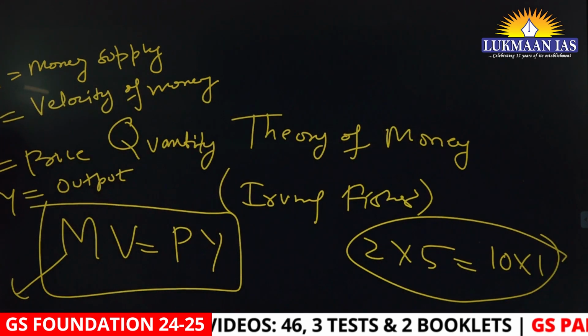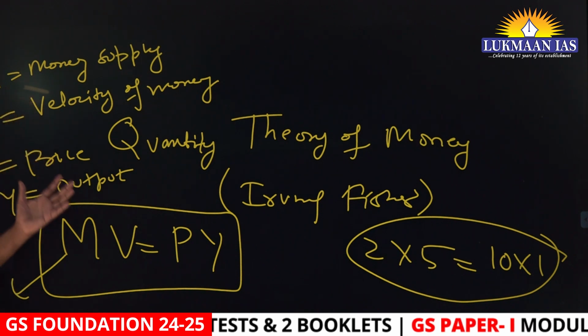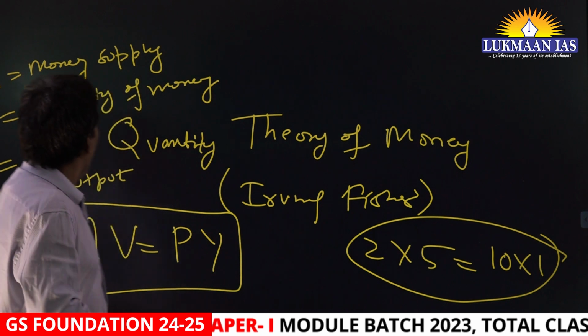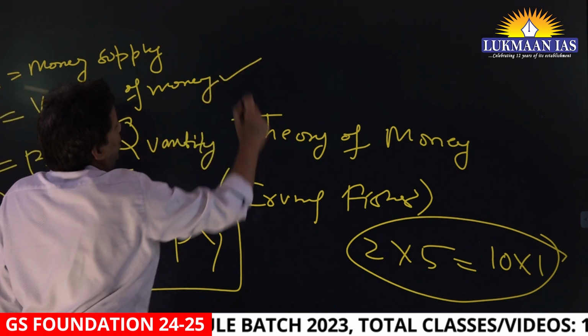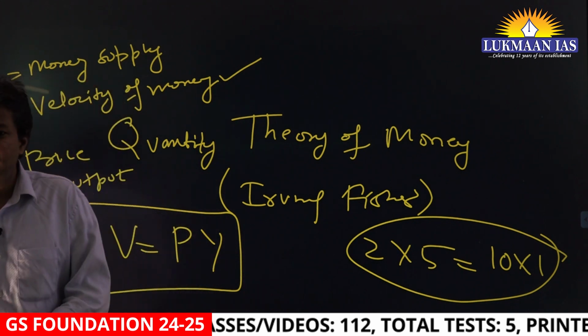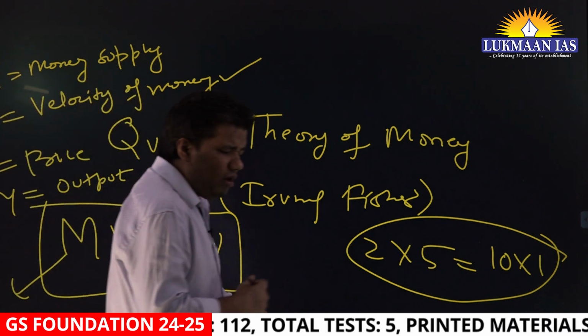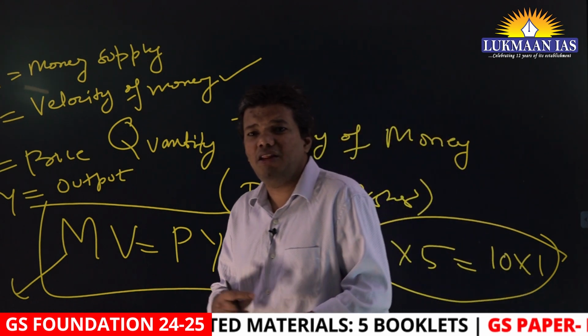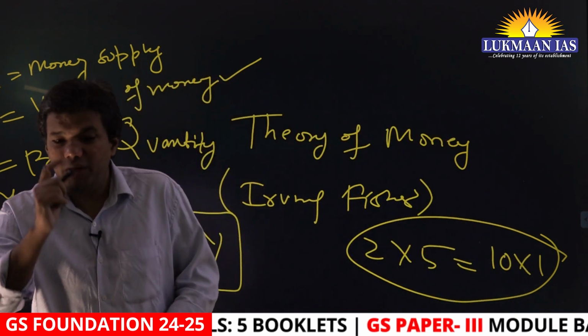Okay. First, money supply is clear, right? How much money is being supplied in the economy. Now think about the velocity of money. Velocity of money means the number of transactions. If a large number of transactions are happening, that will increase the velocity of money. See, what question did UPSC ask?